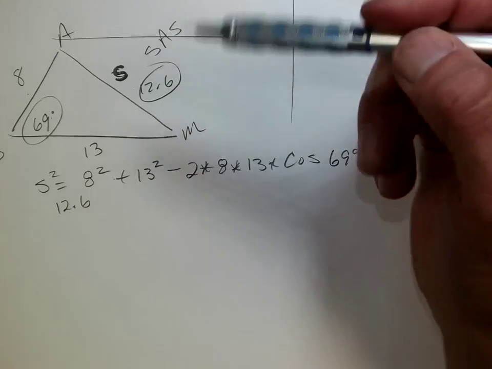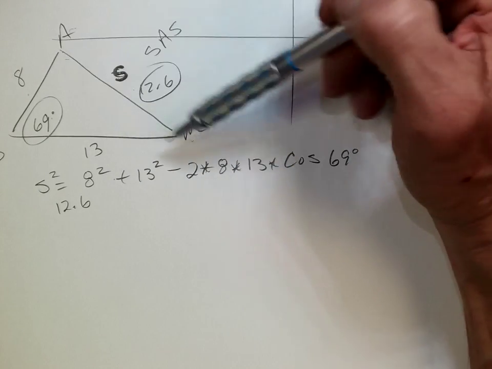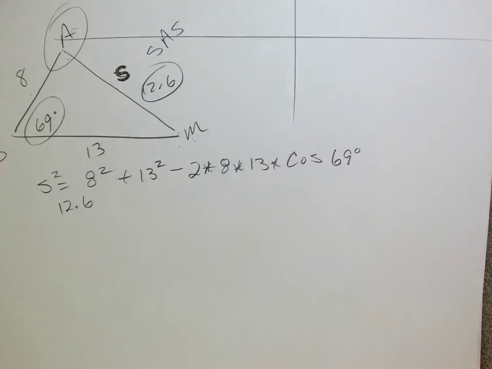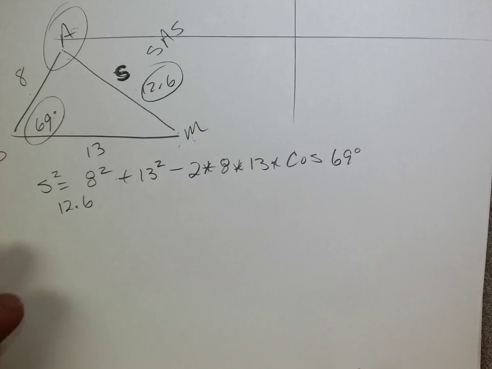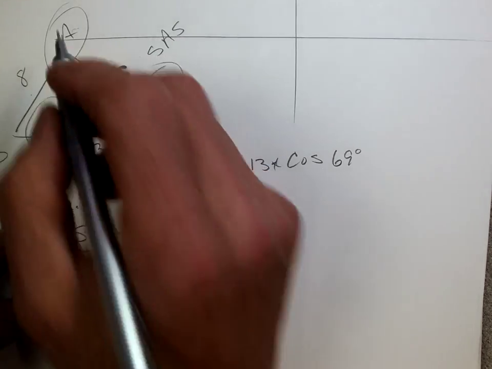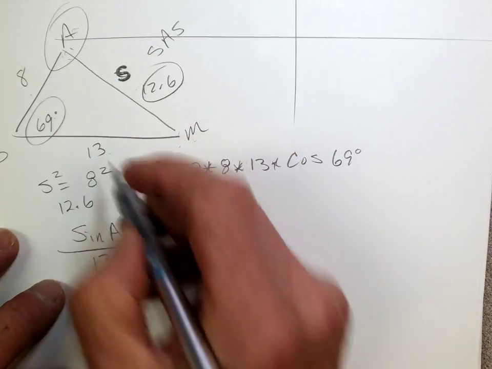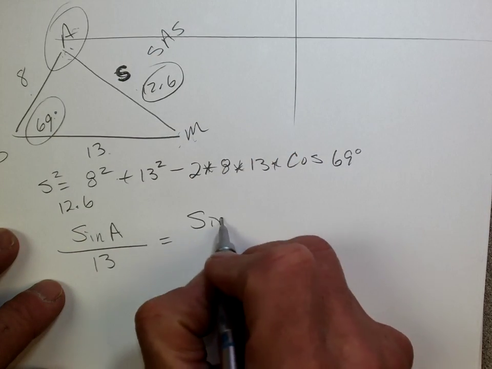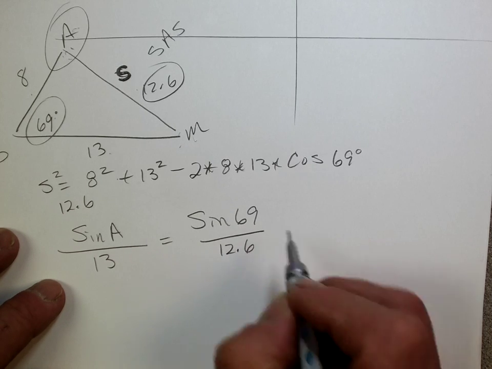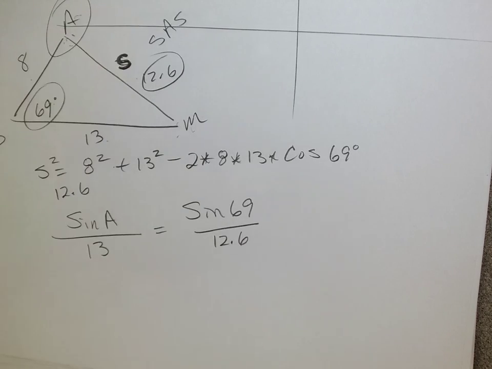It doesn't matter. I can either find angle A or angle M. Doesn't matter. Grace, what do you want? Angle A or angle M? Doesn't matter to me. A? You want A? Okay, good. So if you do A, write down what you want to know first. So we're going to go sine of A, because that's what I want to find, over 13, its opposite side. Sine of A over 13 equals sine of 69 over 12.6, okay? So sine of an angle over its opposite side equals sine of an angle over its opposite side, okay?